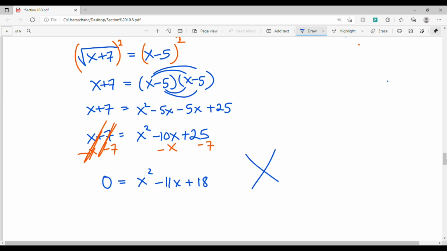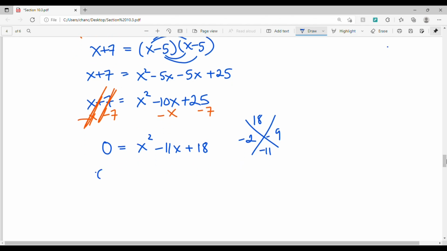So now we could try to factor this if possible. We have 18 on the top, negative 11 on the bottom. So that's 2 and 9. And that means they're both negative. So it factors as the following: x minus 2, x minus 9. If you solve each one of these separately, set it equal to 0, you get x equals 2 or x equals a positive 9.